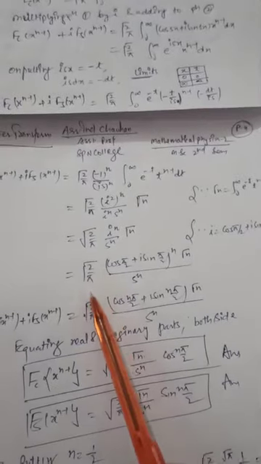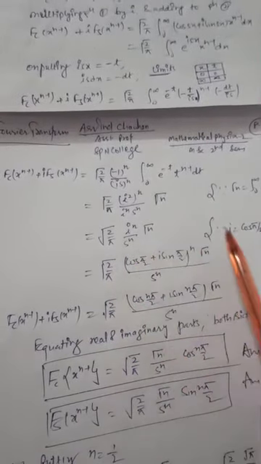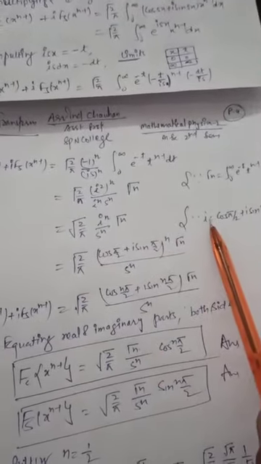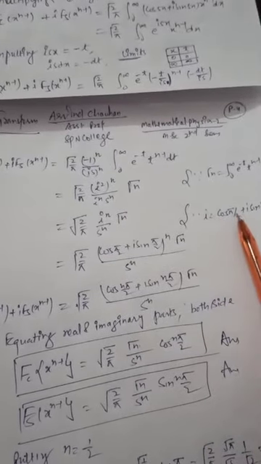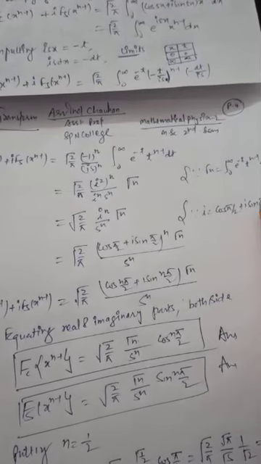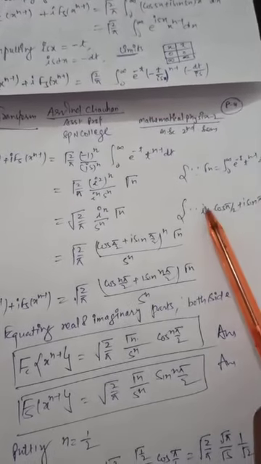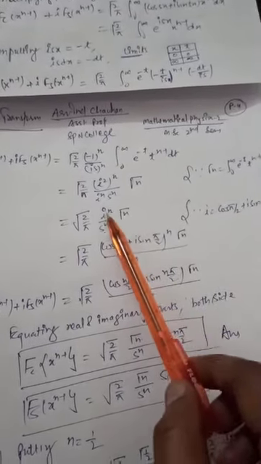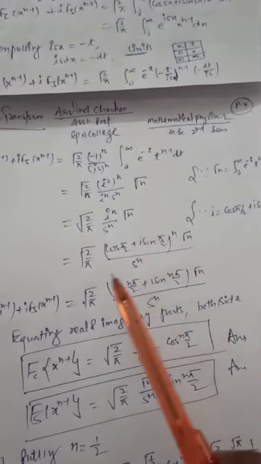Okay, under root 2 upon pi, this iota can be represented as cos pi by 2 plus iota sin pi by 2. Cos pi by 2 is 0, iota sin pi by 2 is 1, then iota. Then this iota can be represented in this form, gamma n.